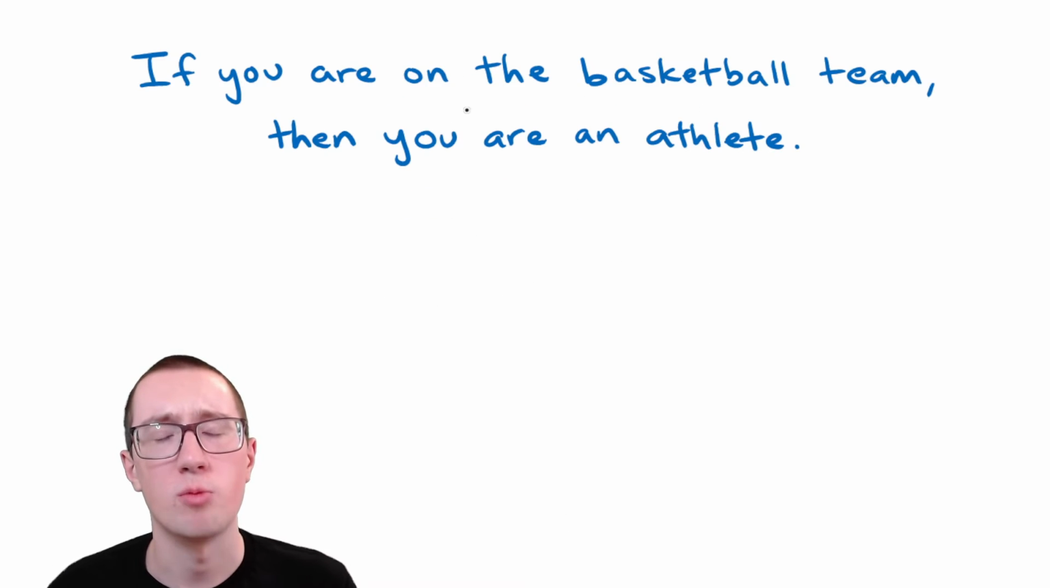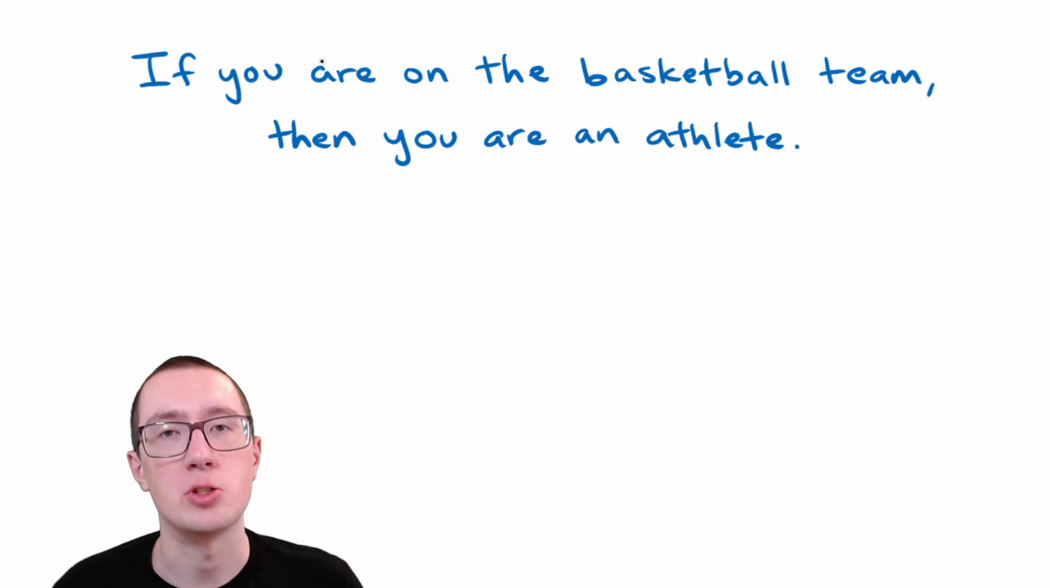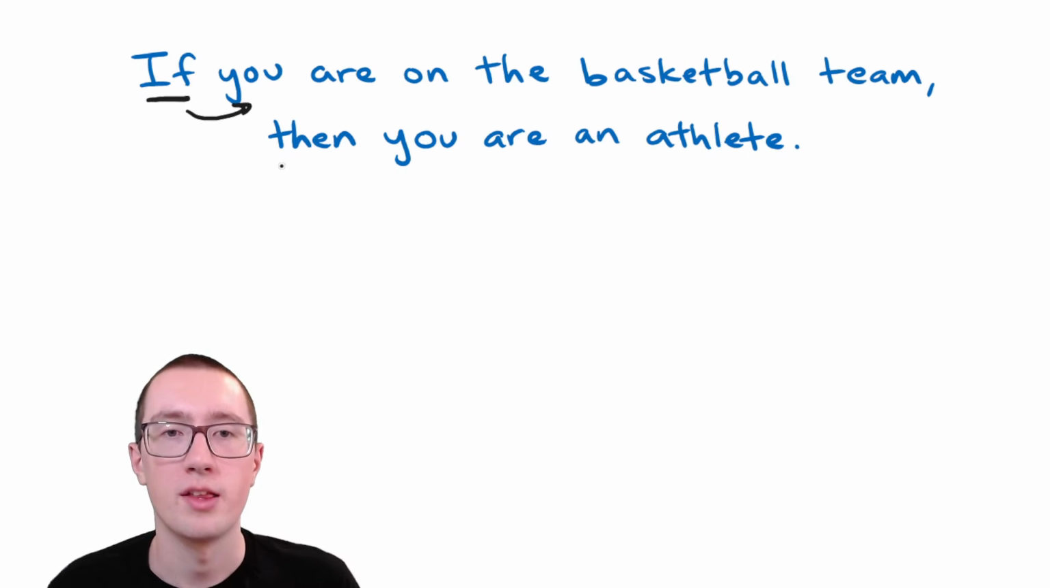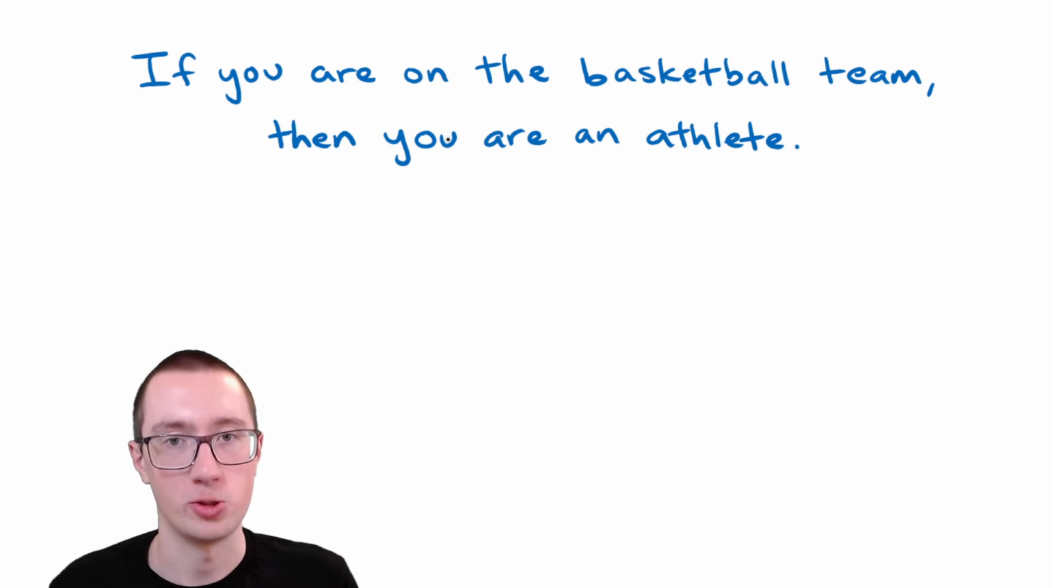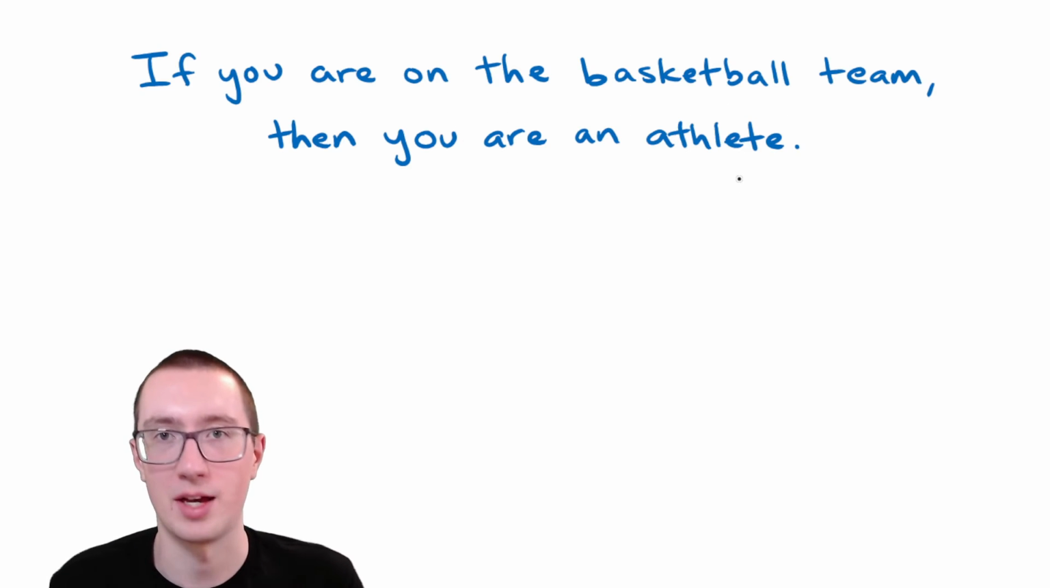Now, when doing logic problems, usually just having one statement on its own isn't very helpful. Usually you combine two of them to make an if-then statement. So notice how this is actually two statements. It's saying if this first one is true, then this second one is true. So if it is true that you are on the basketball team, then it is true that you are an athlete. And that makes sense, right? If you're on a sports team, then that makes you an athlete.